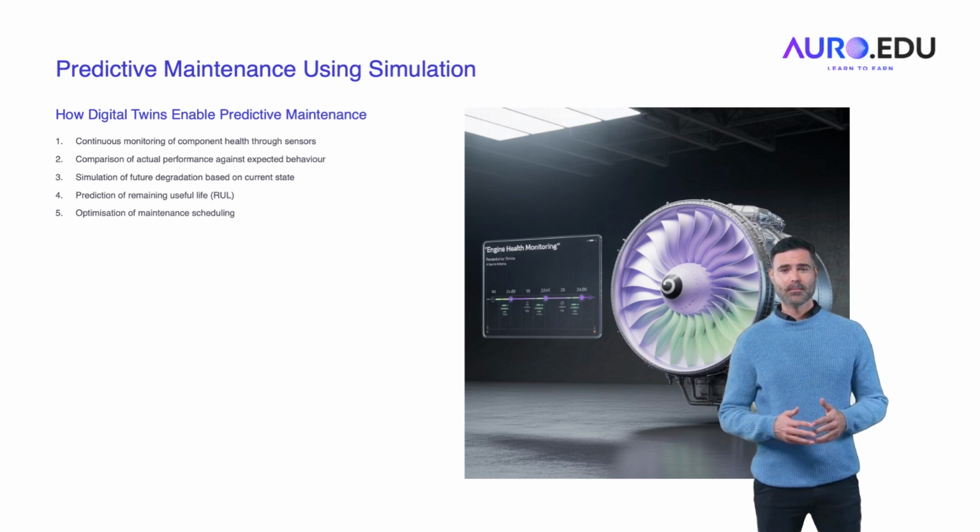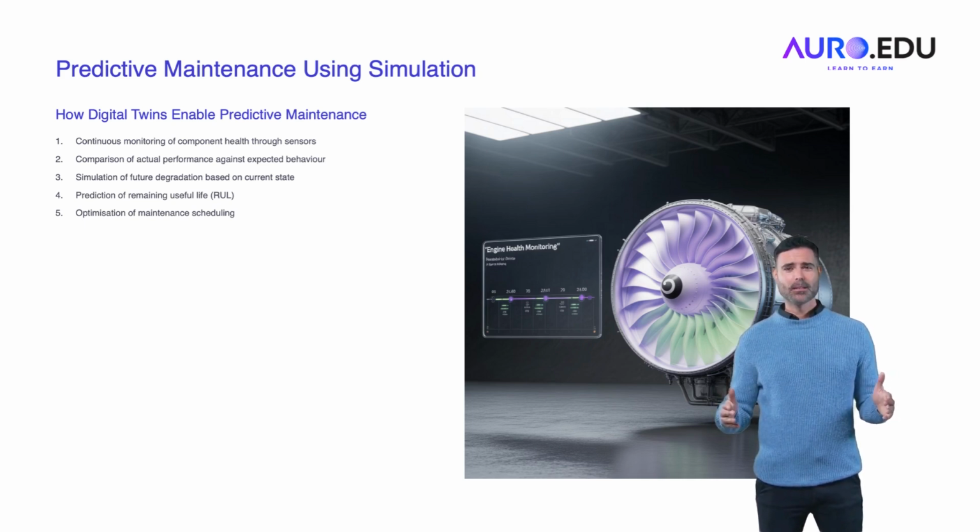Predictive maintenance using simulation. One of the most significant applications of digital twins is in predictive maintenance, which allows for proactive identification of potential failures. Continuous monitoring of aircraft components, such as engines or landing gear, enables the early detection of performance issues before they lead to failure. By comparing real-time performance data with simulated behavior, engineers can identify anomalies and predict when maintenance is needed.